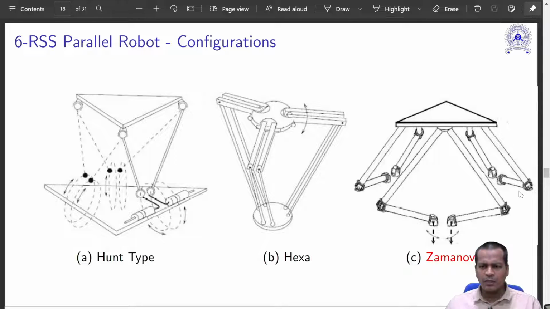Figure B shows a similar one, which is a hexa configuration, where you have rotary actuators which are placed radially. Okay, so it rotates in a plane which is parallel to the diameter line, protruding radially outwards, so it moves. In this case it is very much similar to the one that I have shown you just now, where you have rotary actuators which are fitted like this. That is the Zamanov configuration, and you can also have a Hunt configuration as shown in the first figure.